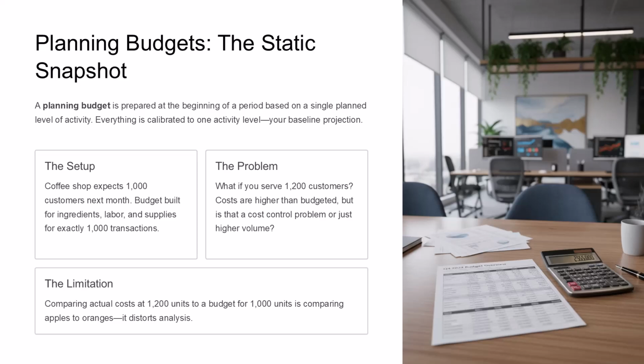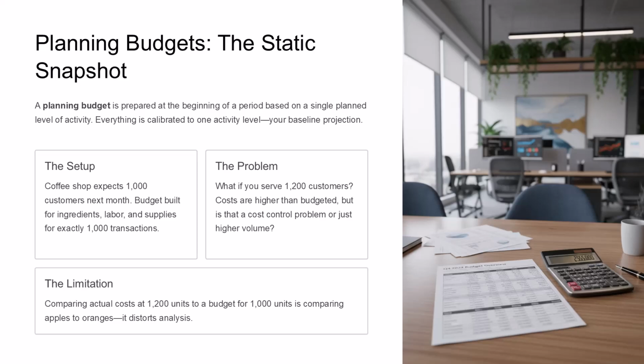Here's the analogy. Imagine your cellular plan gives you 10 gigabytes of data per month. You budget your usage around that. But then you travel for work and use 15 gigabytes because you're streaming meetings all day. Your bill is higher. Is that a problem? Not really, you just used more of the service. Comparing your actual bill to your 10 gigabyte plan tells you nothing about whether you managed your usage efficiently. You need a flex to the new reality.